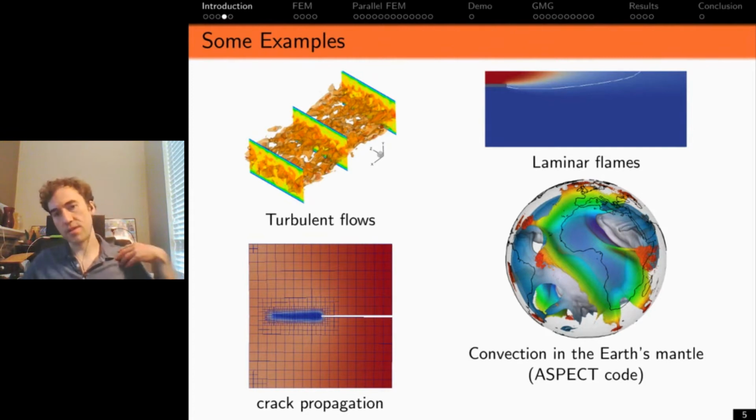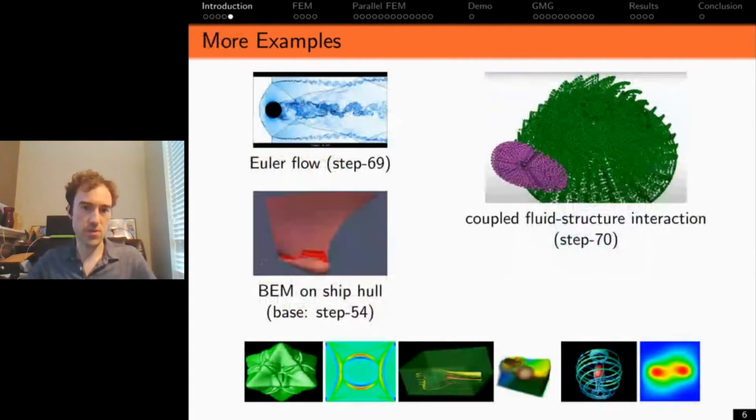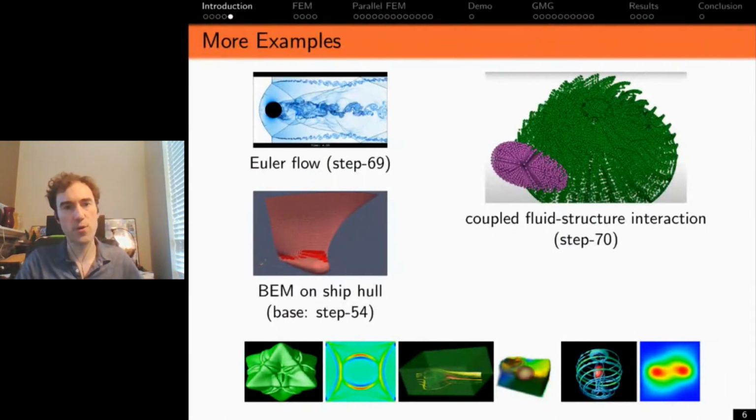These are examples that I've been involved in, among others, but there are other examples, and you can see here in parentheses the tutorial program numbers. So on the top left is step 69, which is an Euler flow example, uses p4est under the hood. On the top right is a coupled fluid structure interaction problem, which is a little bit extended version of step 70. You see it has a combination of 2 different meshes, particle tracking, massively parallel with p4est.